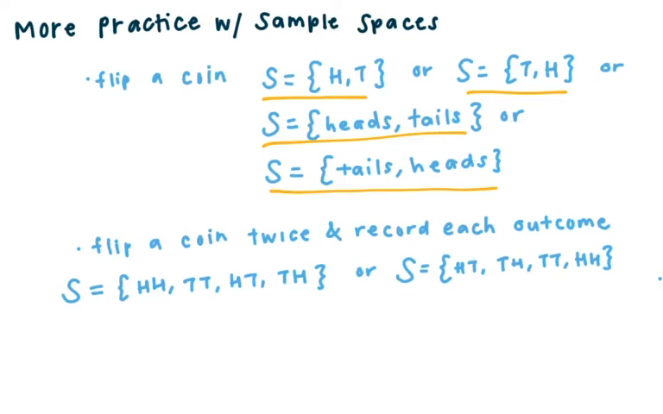Okay, so for the first one, we look at our sample space. We have HH, TT, HT, or TH. Okay, so remember what I said. I said the order that you write each of these elements doesn't matter. So I could have done S equals HT, TH, TT, or HH. Or I could totally switch that up. It doesn't matter, as long as I just put in what the possibilities are.